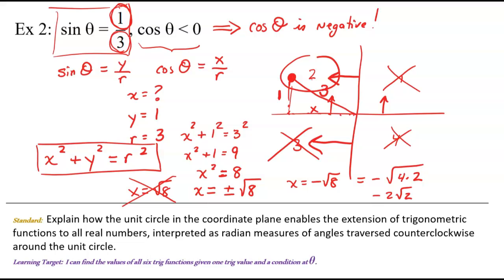So I'm going to move slides and resketch all of this. I know that sine of theta was given to be 1 over 3. That was my y and my r value. I found cosine, which is x over r. I found x to be negative 2 root 2.